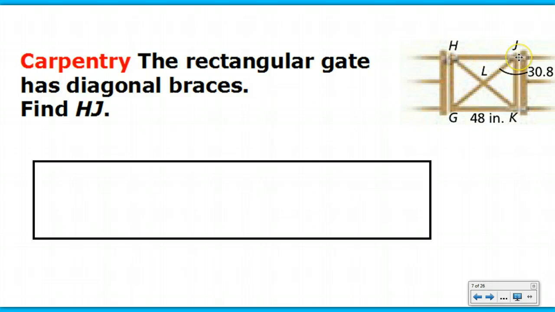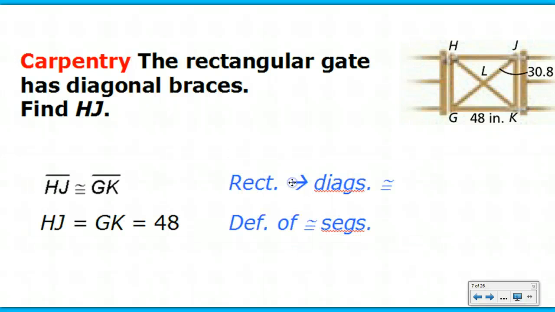Okay, in question 2, we have a rectangular gate that has diagonal braces. Find HJ. And your answer is 48, right? Good. And that's just by definition. HJ is congruent to segment GK. Rectangles have diagonals that are congruent. Wait a minute, rectangles are parallelograms, so opposite sides are congruent. Once again, the key is not quite accurate here. Anyway, HJ equals GK, and that is our definition of congruent segments of a parallelogram.